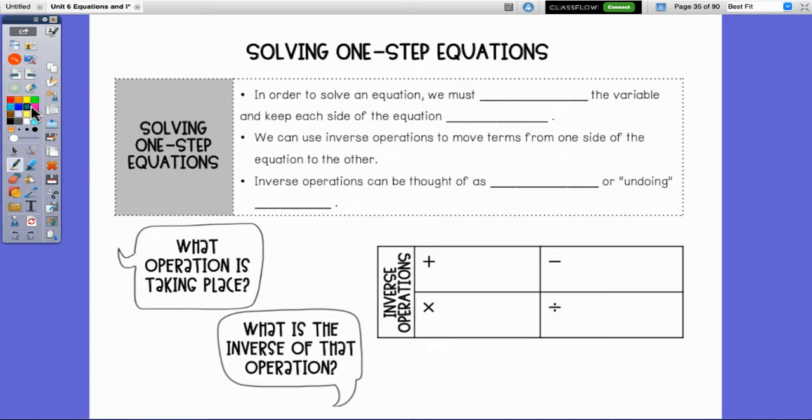Okay, so in order to solve an equation, we must isolate that variable. You guys know this, right? Isolate the variable, get it by itself, and keep each side of the equation balanced. We can use the inverse or opposite operations to move terms from one side to the other of the equation. Inverse operations can be thought of as the opposite or undoing operations.